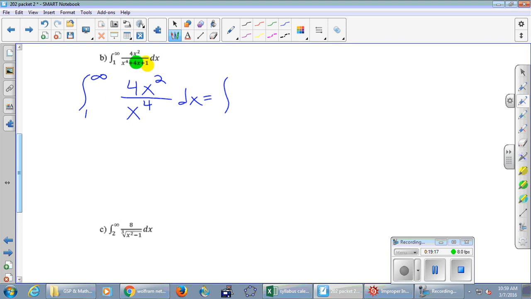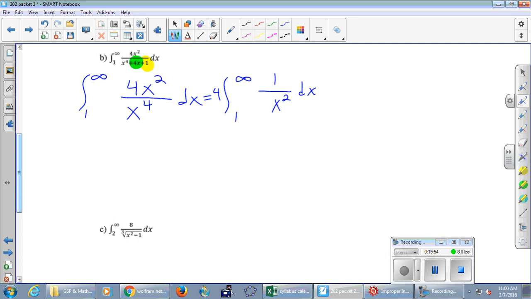What can I take outside? 4. And simplifying the x's gives me 1 over x squared. So in my heart of hearts, if I believe that the highlighted stuff is pretty much irrelevant when x is large, then I have to think that the new integral and the original integral have the same convergence behavior. They either both converge or they both diverge. They both do the same thing because I ignored some stuff that was pretty much irrelevant.